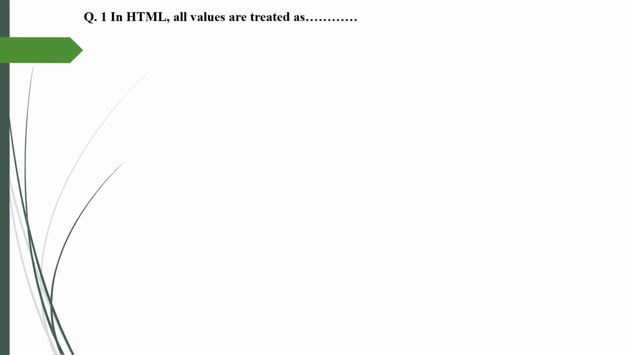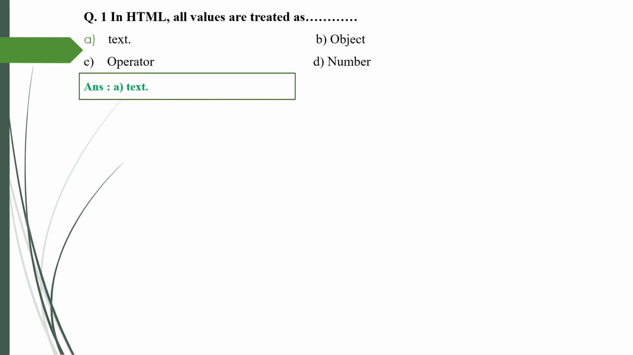Next we see some MCQs. In HTML, all values are treated as what? Options are text, second option object, third option operator, fourth option number. The answer of this question is text. In HTML, all values are treated as text.